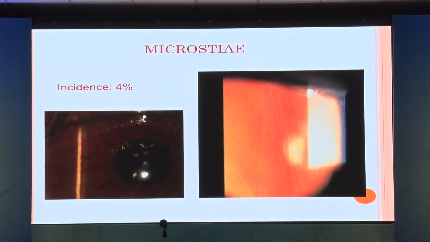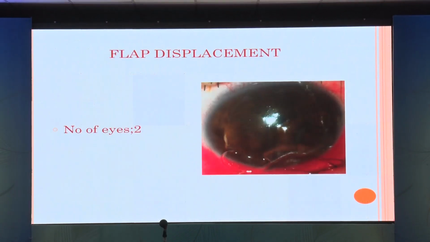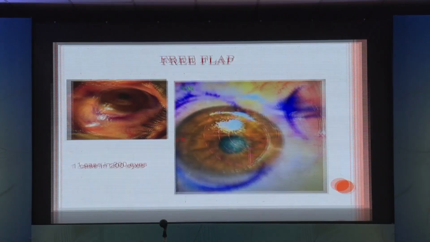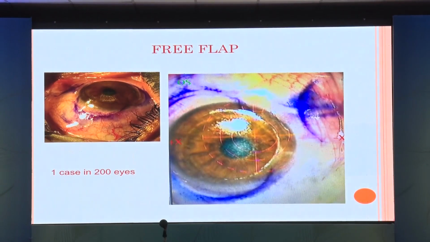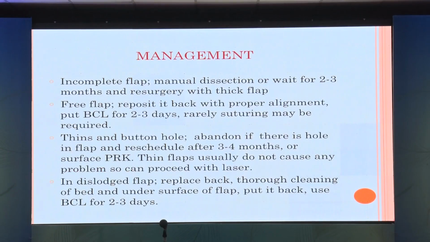The incidence of microstria post-operatively is around 3 to 4%. Minor stria usually don't need any treatment but can be managed. Flap displacement can occur during the post-operative period if the patient accidentally rubs the eye, or there is minor trauma. Sometimes, if the selection of the ring size is not proper, one may end up having a free cap, meaning the flap dislodges totally from the bed.